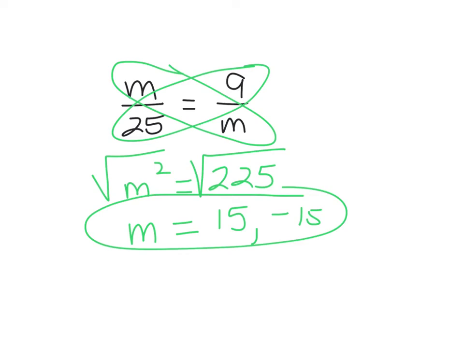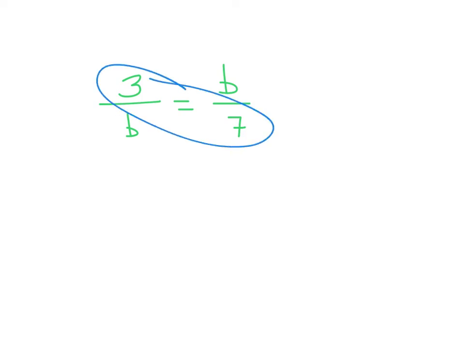Let's do one final problem where, this will end up being a decimal answer. It won't be a perfect square. So let's say we have 3 over b equals b over 7. And then what we want to do is the same as what we have been doing. We want to cross multiply. 3 times 7 gives us 21. Set that equal to the other cross product, b squared.